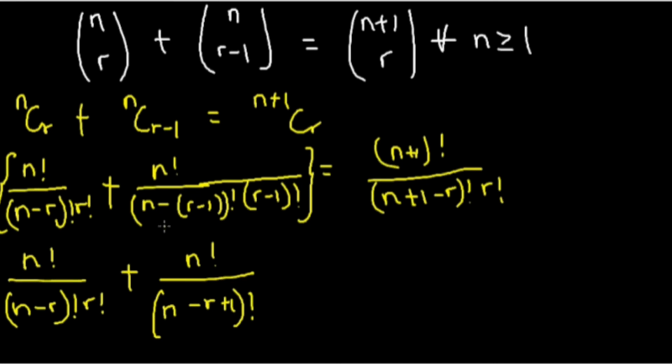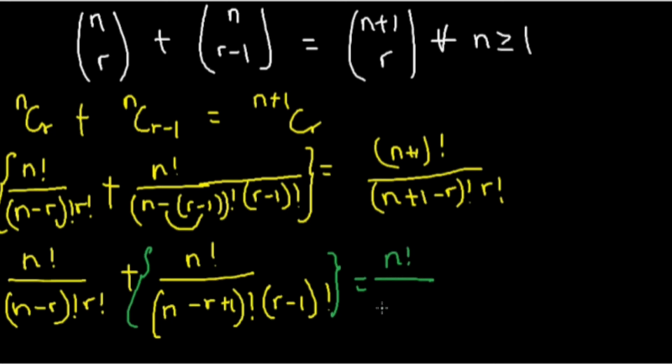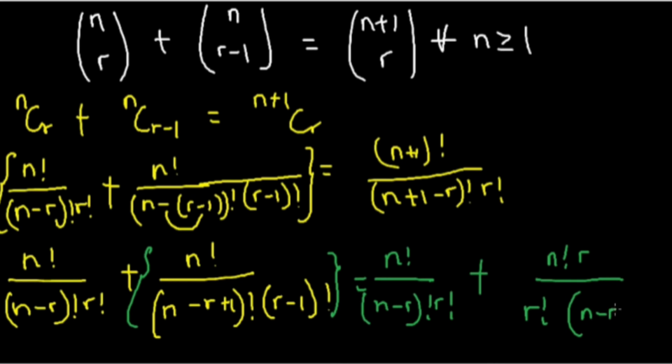Okay, this minus and this minus here. Then I will have R minus 1 factorial. Do you know that this second one can be expressed as this? Let's write it: N factorial over N minus R factorial R factorial. It can be expressed as N factorial R over R factorial into N minus R plus 1 factorial. Do you believe that this R minus 1 factorial can be expressed as R over R factorial?